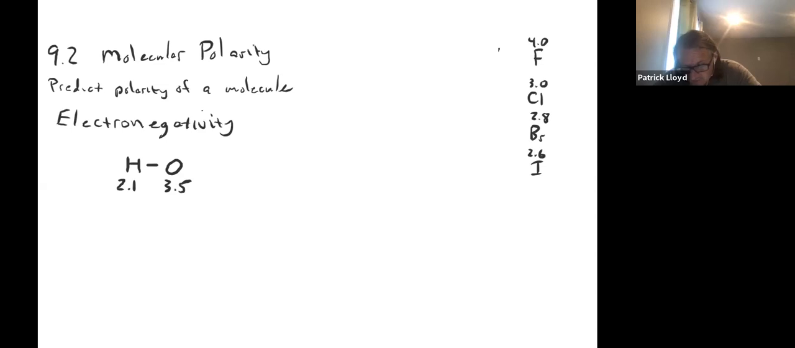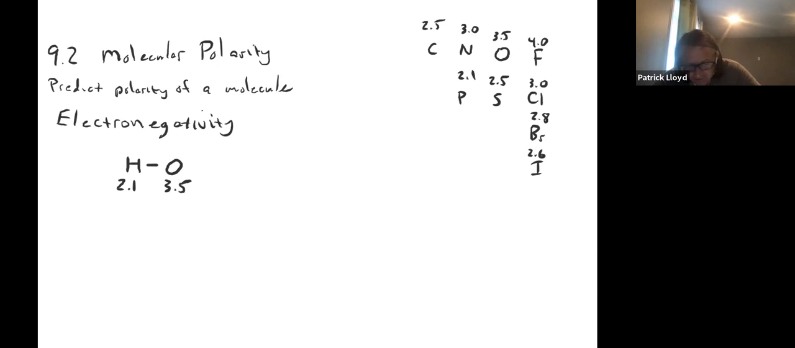Next to fluorine was oxygen at 3.5. Sulfur was 2.5. Then over here we had nitrogen was 3.0. And phosphorus was 2.1. Carbon was 2.5.